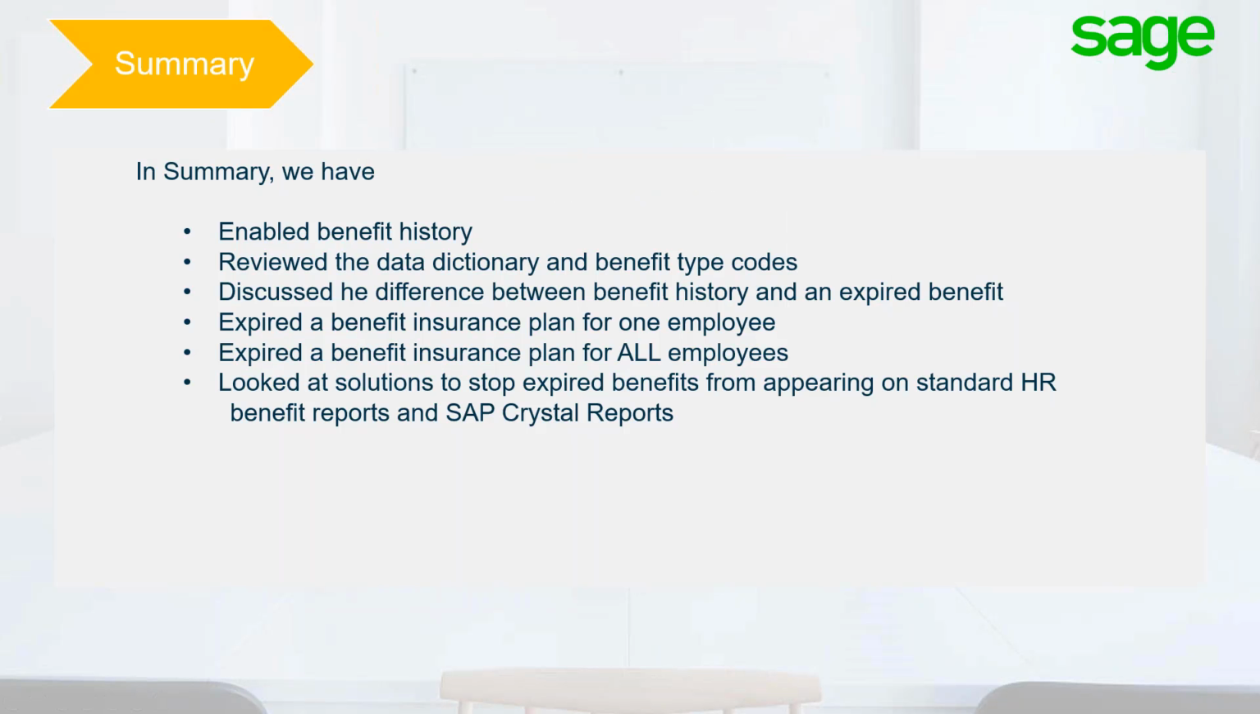So in summary today, we've talked about enabling benefit history inside the enterprise setup. We've reviewed the data dictionary and the benefit type codes. We've discussed the difference between benefit history and an expired benefit. So when you expire a benefit, you're really just populating that expiration date. A history record is a history of what used to be in there, maybe an old rate where you have multiple record lines on the same code.